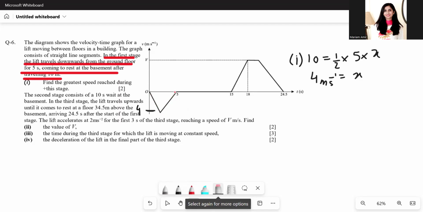For this, the second stage consists of a 10-second wait at the basement. This is the 10-second wait at the basement. In the third stage, the lift travels upwards until it comes to rest at a floor 34.5 meters above the basement. Okay, so this is that upward motion. First, the speed is increasing, increasing, increasing, and then it stops.